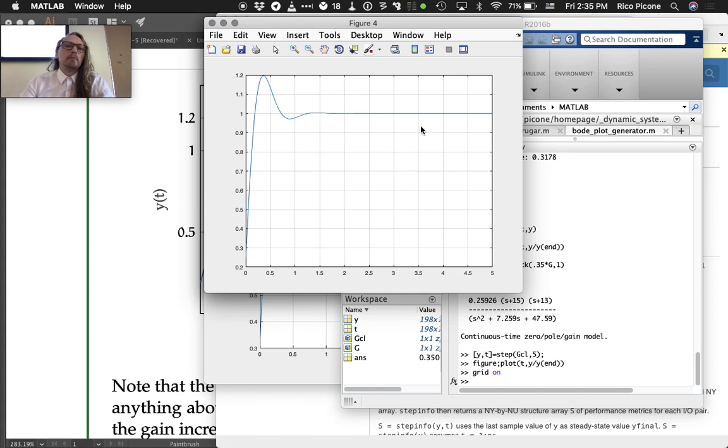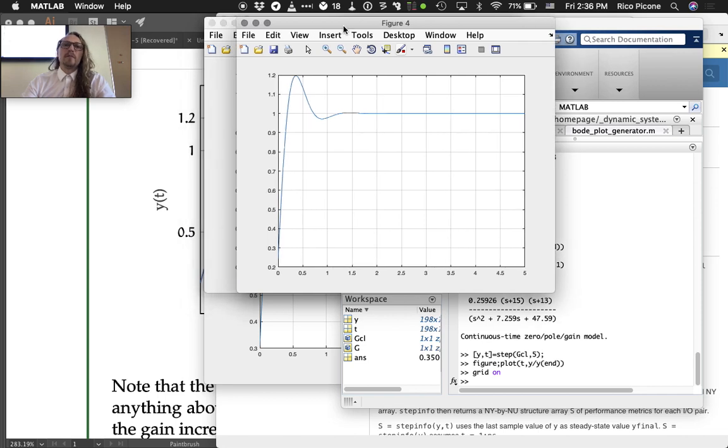And looking at the step response, everything looks right. I don't completely trust the step info results unless I see the step response. Okay, so I would make sure you always check by looking at the plot of the step response that it seems about right.